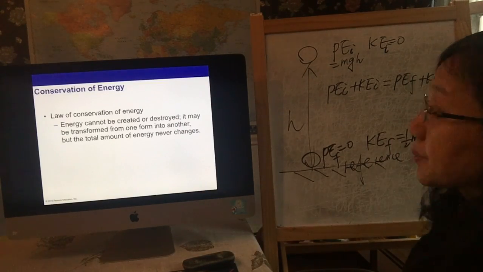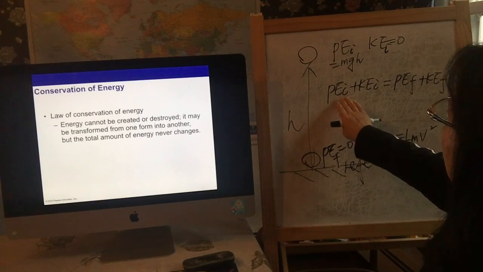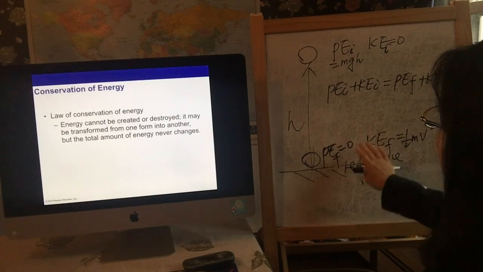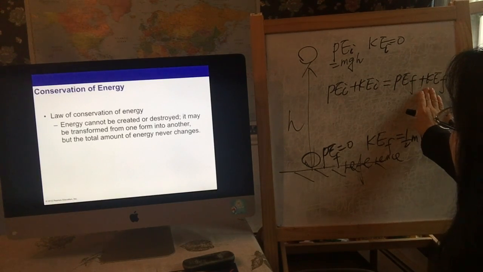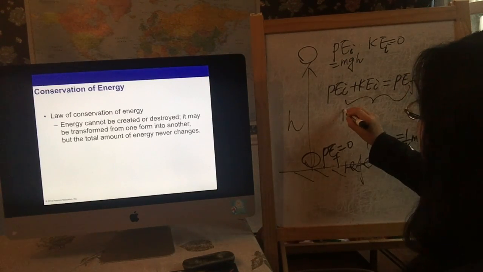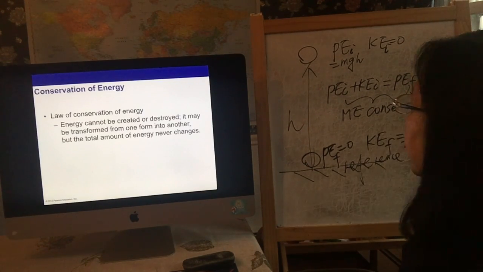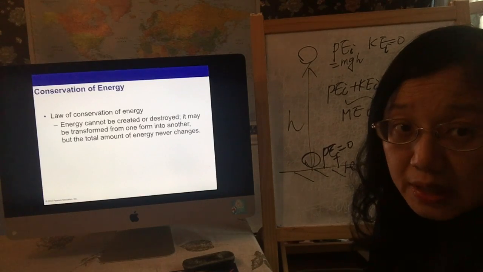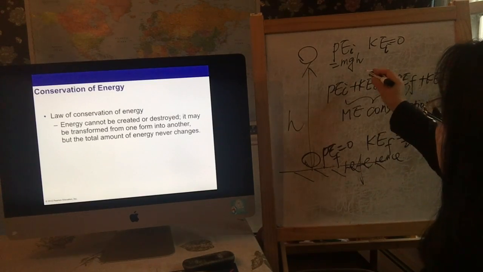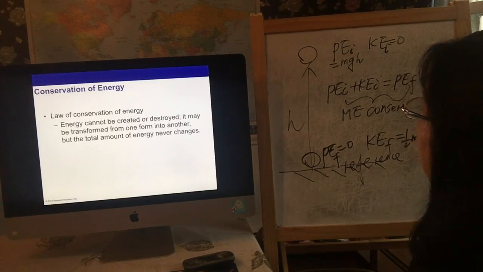So in this particular case, initially this is the total mechanical energy. Mechanical energy equals potential energy plus kinetic energy. That's the initial case. The final case is potential energy plus kinetic energy as well at the final position. So for this we call mechanical energy conservation. There's no other energy involved in this case. So this is what we do: potential energy initial plus kinetic energy initial equals potential energy final plus kinetic energy final.